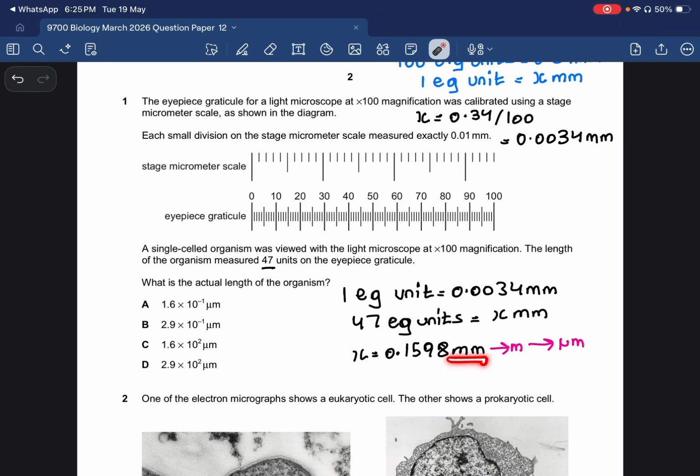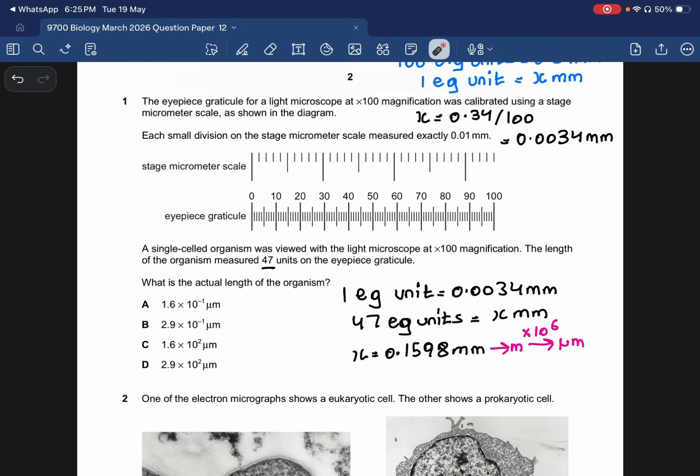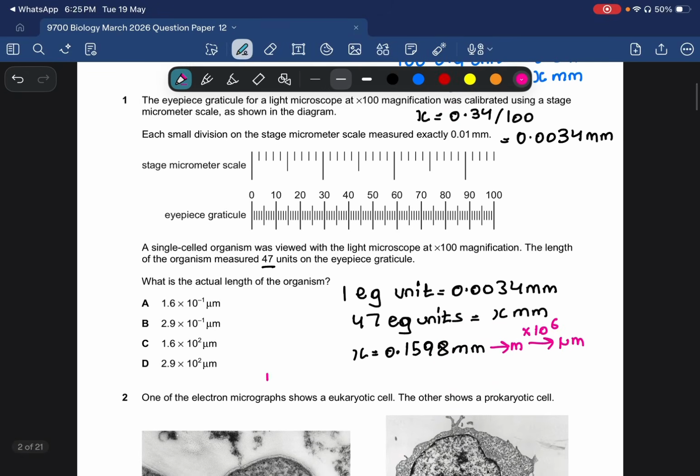So if it's millimeter, you remember a different number. If it's centimeters, you remember a different number. Why do we need to remember so many different numbers? Just remember one number, and that is how to go from meters to micrometers. And that is multiply by 10 to the power of 6. Simple as that.